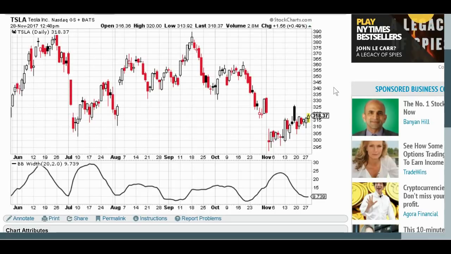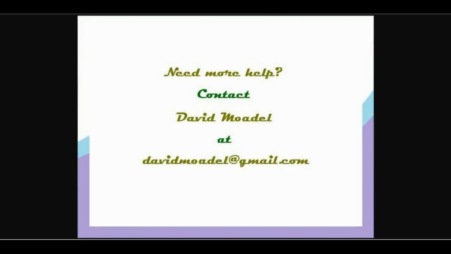All right, so that's Bollinger Band width. Maybe something you've never used before, never really considered, or never used it in the way I just explained it.